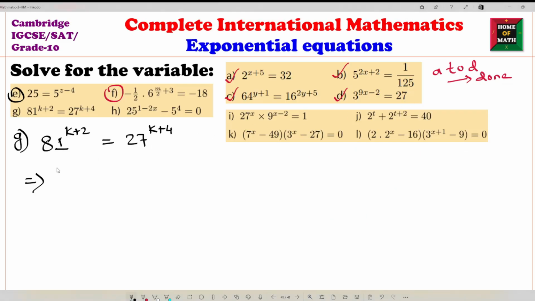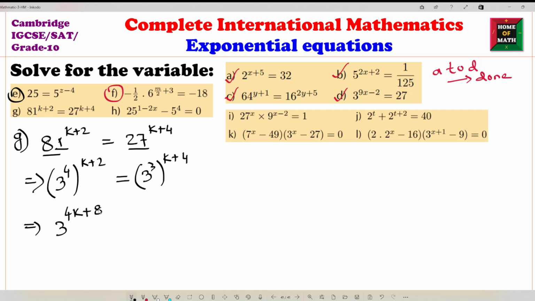Number G, 81 to the power k plus 2 equals 27 to the power k plus 4. So 81 and 27 have a relation. What is this? 81 we can write as 3 to the power 4 and to the power k plus 2. Similarly, this 27 we can write as 3 to the power 3 and to the power k plus 4. So 3 to the power 4k plus 8 equals 3 to the power 3k plus 12, right?